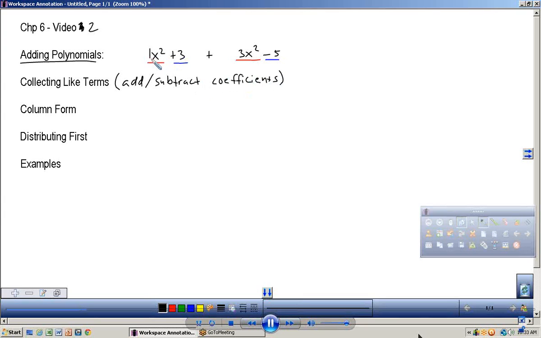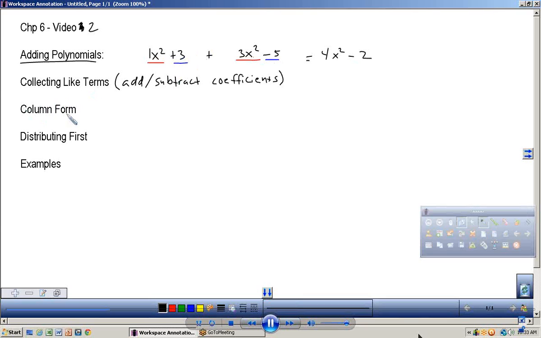Okay? So for this example right here, we have 1x squared plus 3x squared. That's going to equal 4x squared. But we're not done. We have plus 3 minus 5. That's going to be minus 2. So there. You just added these two binomials to make this one binomial right here.